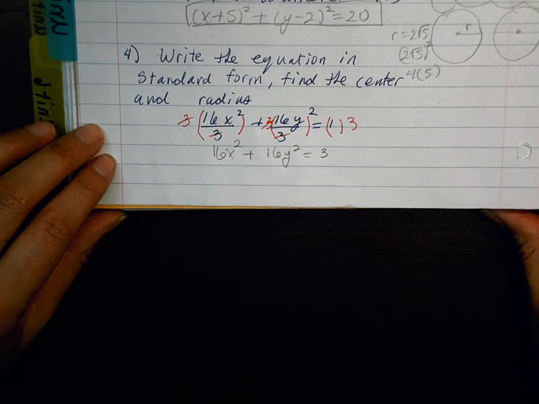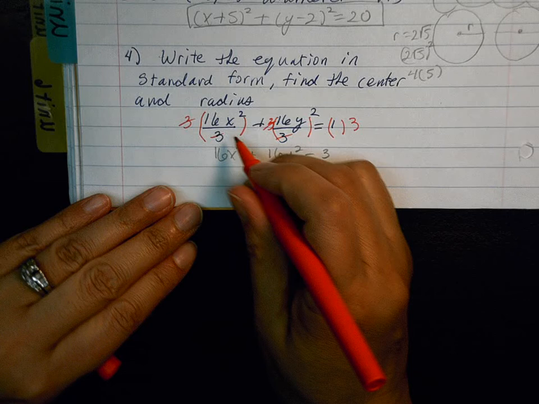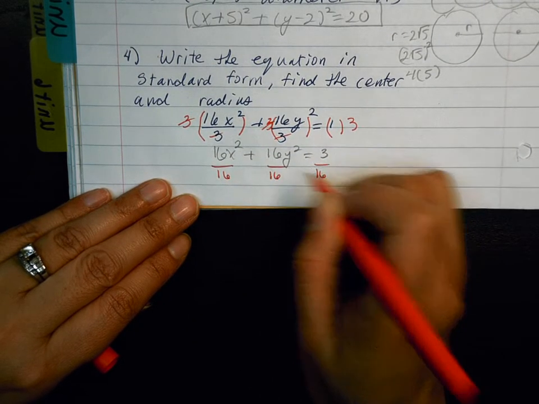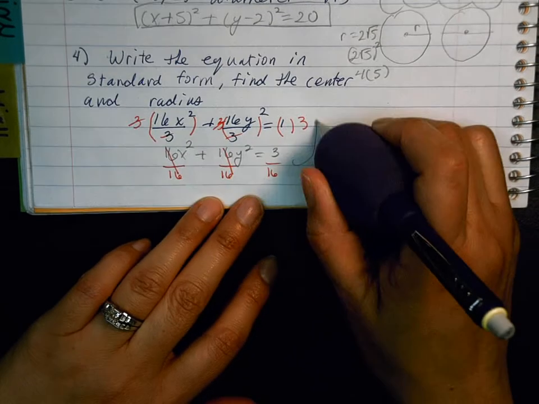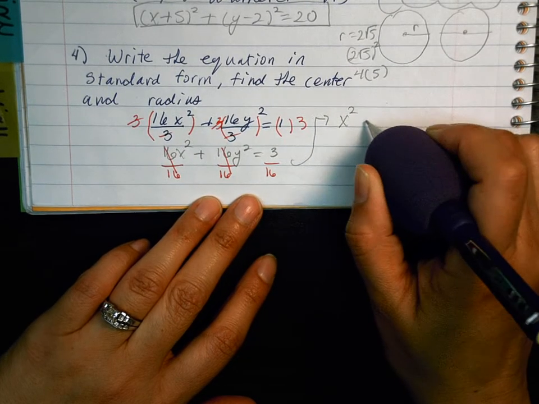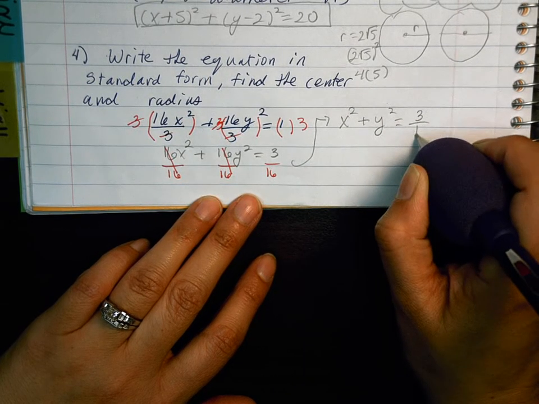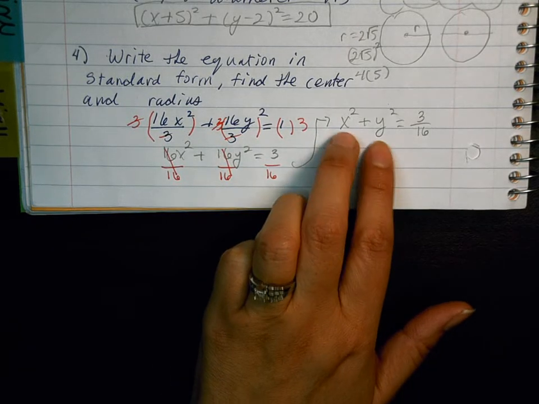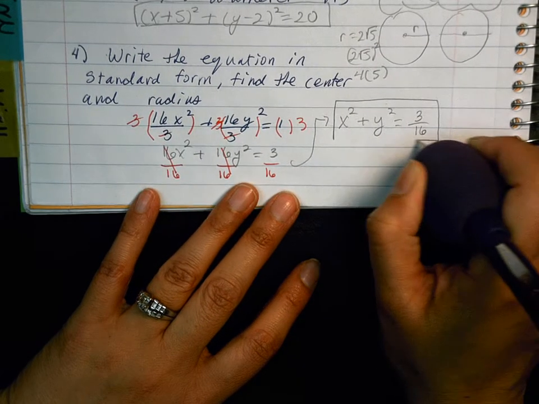What do I divide both sides by? 16. Reduce, reduce. And I am left with x squared plus y squared equals a fraction, and it's okay to have a fraction on the other side as long as I don't have fractions or coefficients on this side. This is my equation of my circle in standard form.